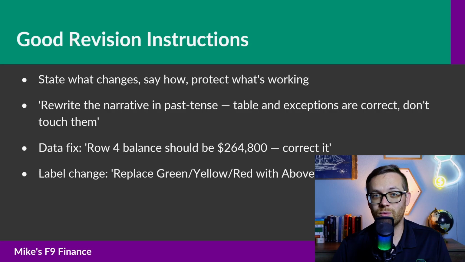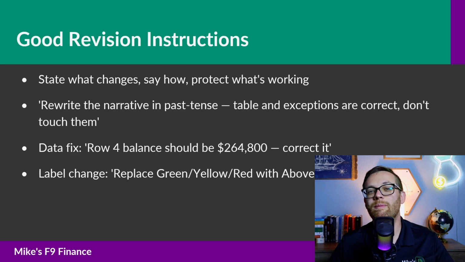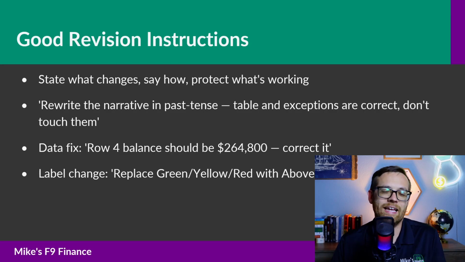Here's an even more complex one. I want you to add a recommended action column to the exceptions table with 1-sentence action for each exception. The current columns and data are correct, just add this new column on the right. You're adding structure, you're keeping everything that already works, you're just expanding it.